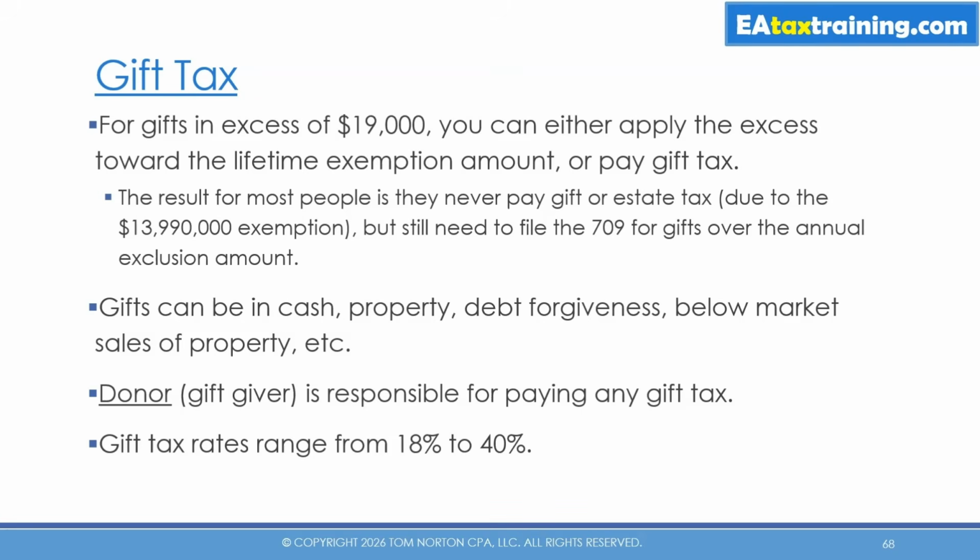If you do have a gift in excess of $19,000, then you've got a choice. You can either apply the excess toward your lifetime exemption, like we talked about before, or you can pay a gift tax. So if you don't want to reduce that exemption by the amount of your gift, you don't have to. But if you choose not to, then you're going to have to pay the gift tax, which ranges from 18 to 40%. Now, again, most people are never going to have to worry about this $13,990,000. So if they give more than $19,000, they'll just go ahead and reduce that exemption. Don't pay any tax. Don't have to worry about it.